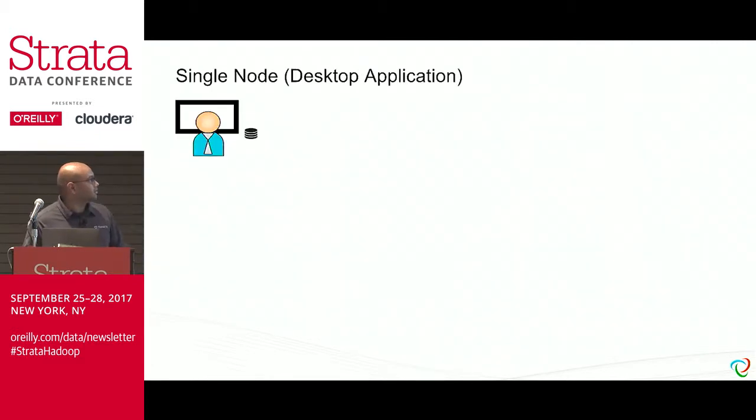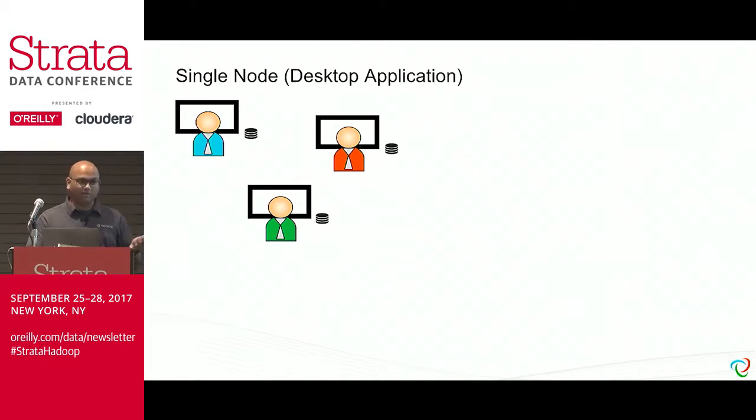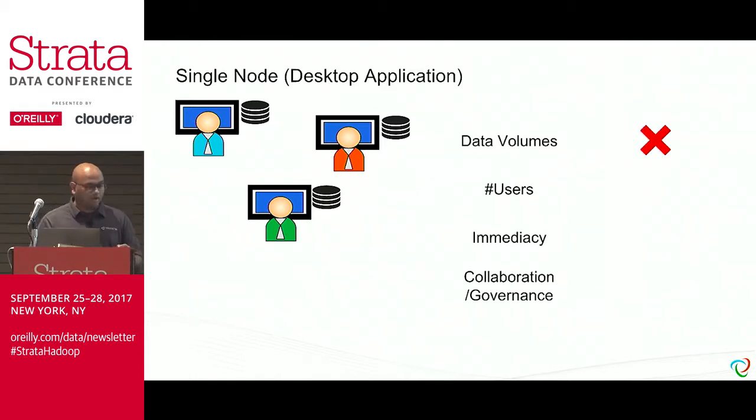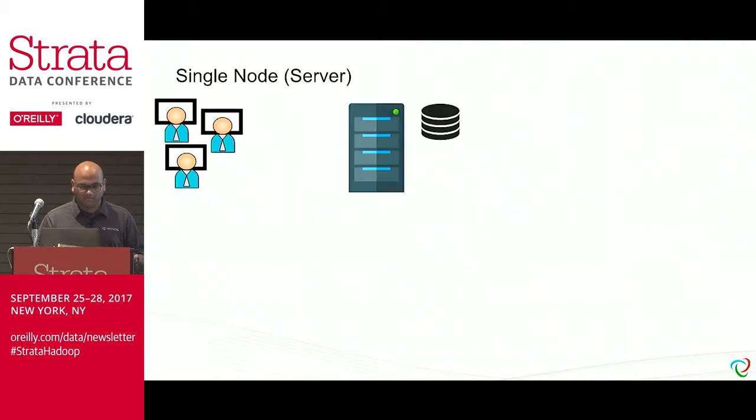So let's say you have a single node, desktop application, a single user operating on relatively small data. Now, this application scales fairly well with increasing users. You have an installation per user. But as the data volumes increase, due to the limited resources of your desktop, the application either slows down or crashes and directly affects immediacy. So right away, it's not going to scale with the data volumes that you have.